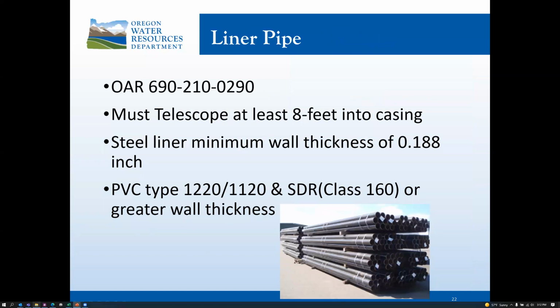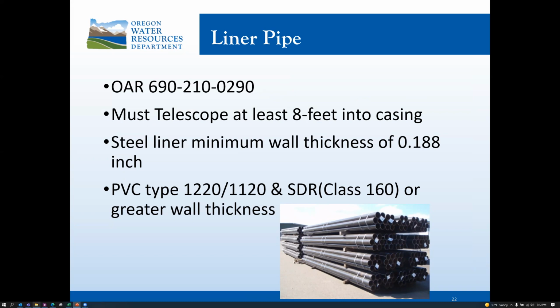Liner pipe. Liner pipe installed through caving formations and installed without driving may be of lighter weight than specified by Table 210-2 under OAR 690-210-0190. Such lightweight pipe shall have a wall thickness equal or greater than 0.188 inch. All liner pipe shall be steel in new or like condition, being free of pits or breaks, or shall be of PVC type 1220 or 1120 and SDR 26 class 160 or greater wall thickness.